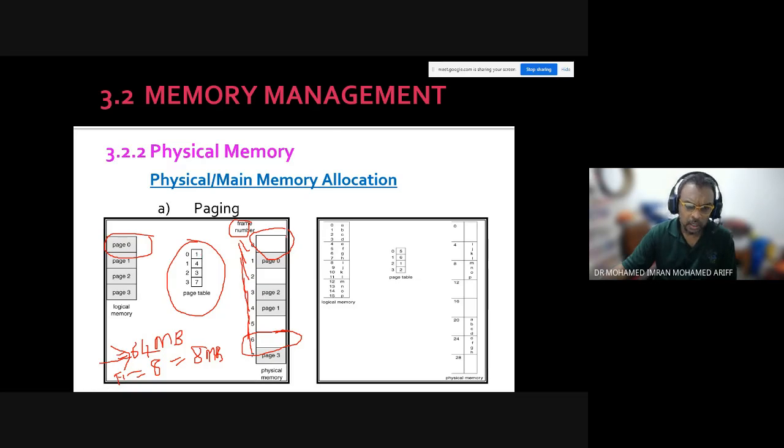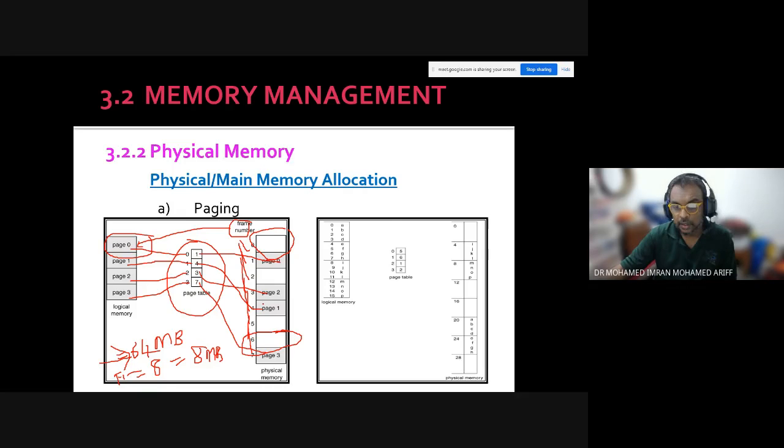Okay. So again, the size of the frame number equals to the size of the page number. Okay. Cara you baca diagram ni ialah page 0, which is this one, is inside frame number 1, which is this one. Page 2, which is this one, is inside frame 3, which is this one. And page 3 is inside frame 7. Here, this one. Cara baca dia. Page 1 is inside frame number 4. This one.